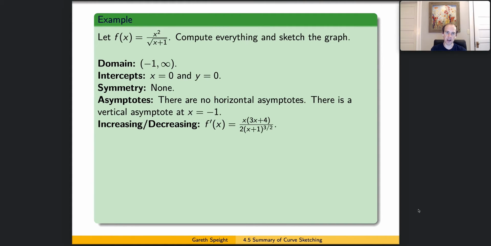Okay, when is it increasing or decreasing? So to find that, we should look at the derivative. So if you use the quotient rule and you simplify, we can get this formula. So remember, if we're trying to figure out the sign of f prime, we should look at the sign of each of the individual factors and then try to put it together.